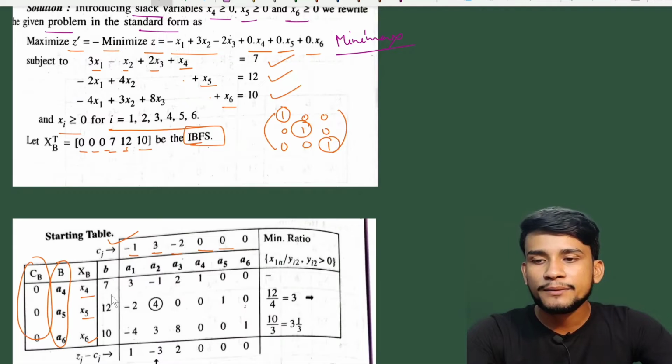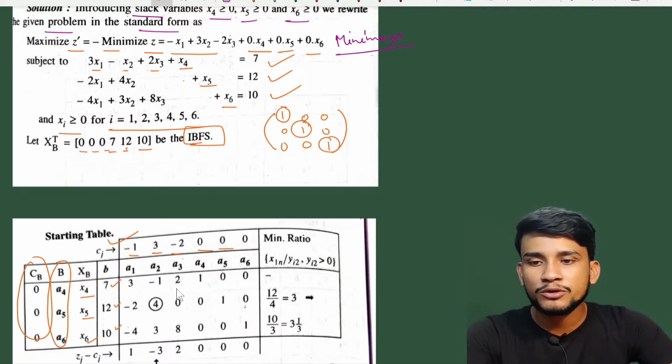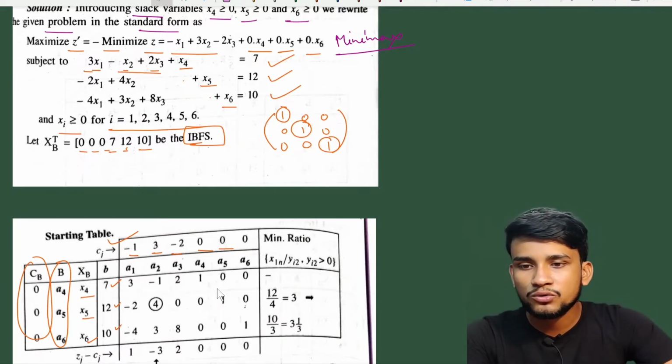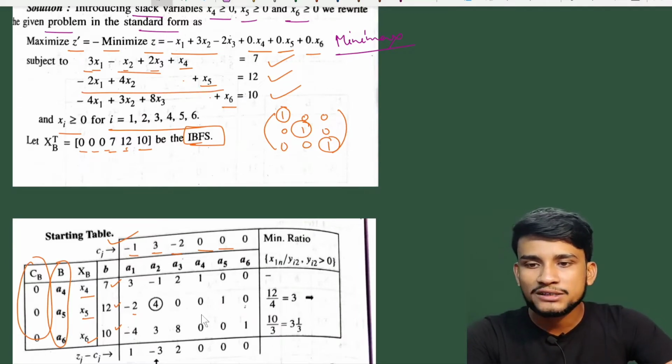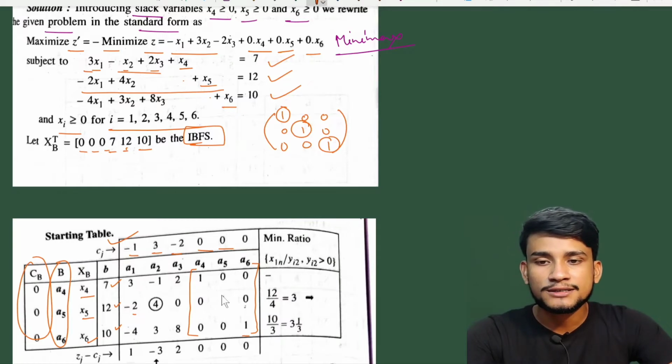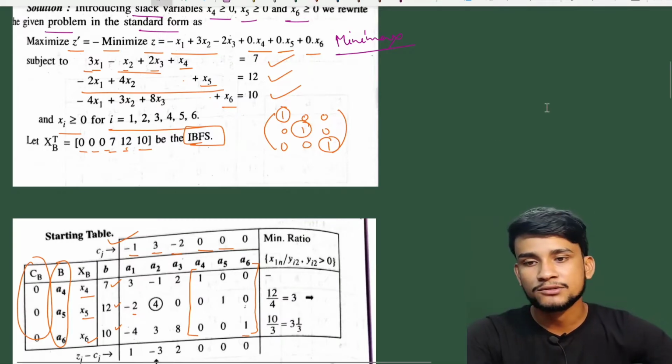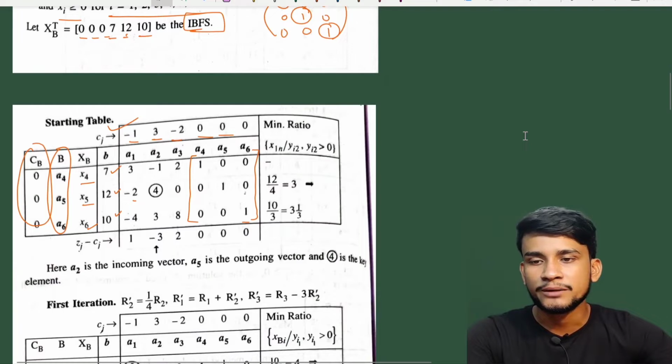Okay, we write the b's here, that is 7, 12 and 10, and the coefficient matrix is 3, -1, 2, 1, 0, 0, the coefficient of the second constraint, so -2, 4, 0, 1, 0, and -4, 3, 8, 0, 0, 1. See here, this is the basis matrix. The slack variables form the basis matrix.